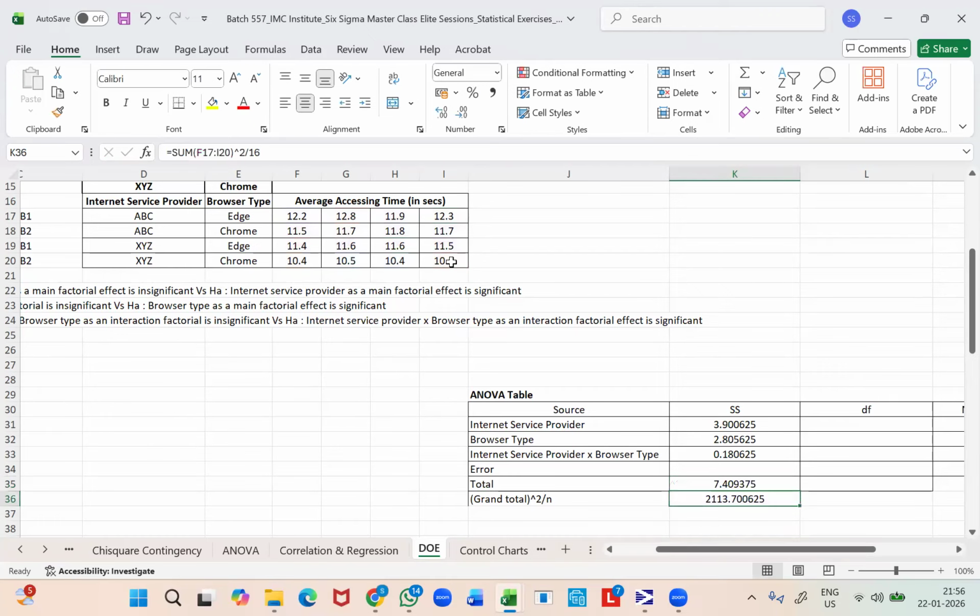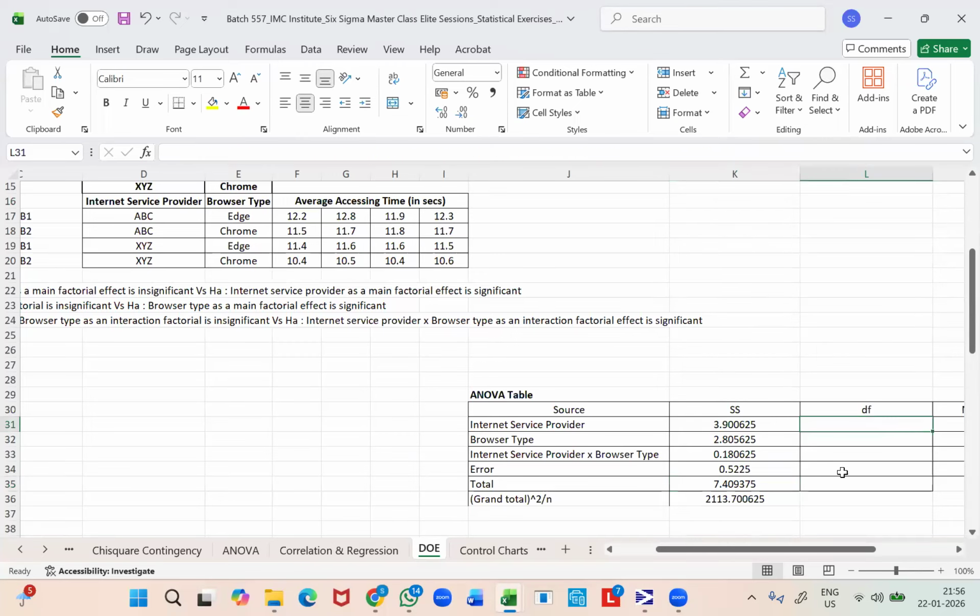Now I can find the error sum of squares, which will be total sum of squares minus sum of the factorial effect sum of squares. This will be my error sum of squares, right?